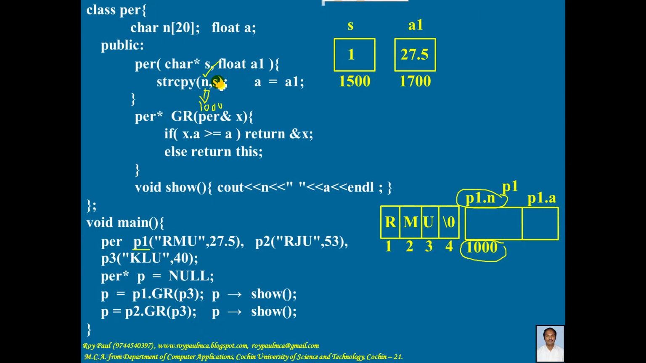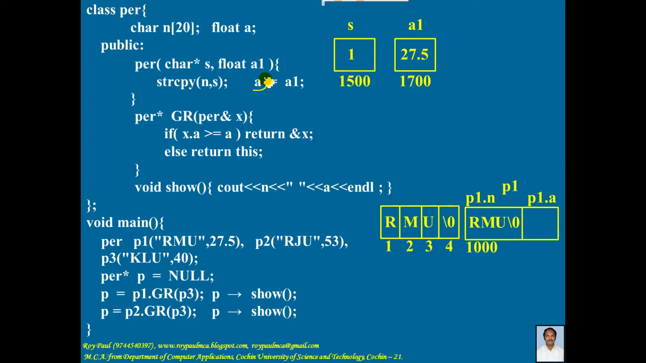Now the pointer variable s contains 1, so here you get 1. So strcpy(1000, 1). What the string copy function does is that the second argument is copied to the first argument. That is, s contains 1, and P1.N contains 1000. So here 1 is copied to N. That is, the string present at memory location 1 is copied to memory location 1000. So this string is copied to memory location 1000.